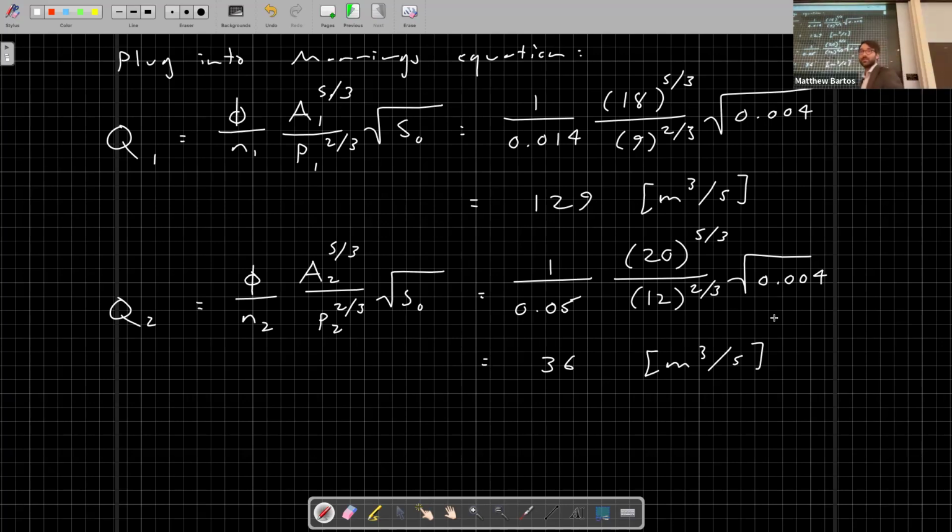So you can see that the discharge in the second section is actually quite a bit lower, even though it has a large cross-sectional area. And that's partly due to the fact that it has a much rougher surface. So the higher roughness is going to decrease the discharge for a given depth. So if we want the total discharge, we just add up these two individual discharges. So Q, the total discharge, is equal to Q1 plus Q2. And that is equal to about 165 cubic meters per second.